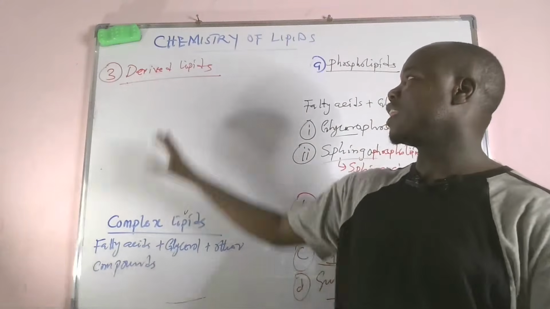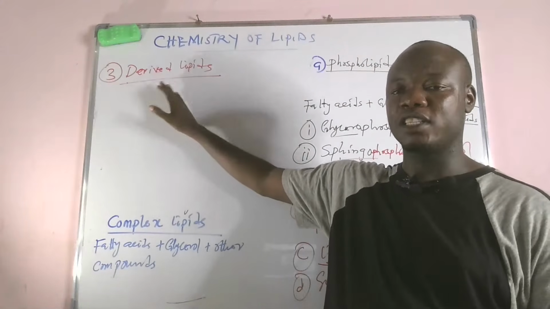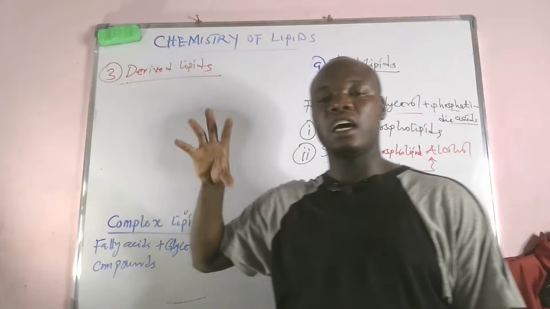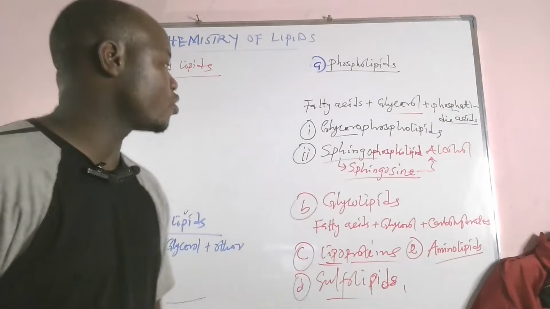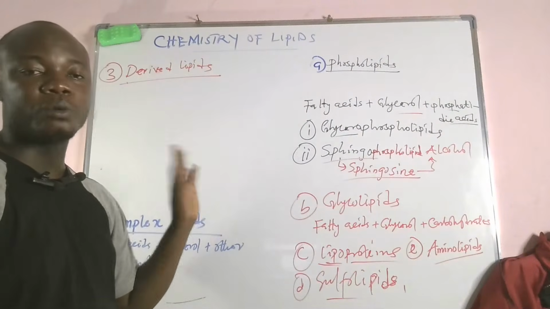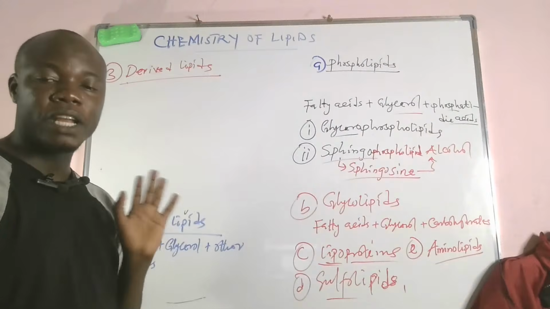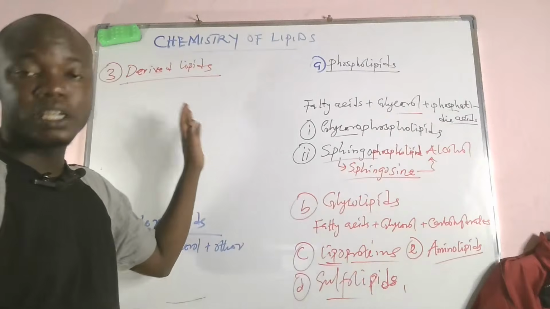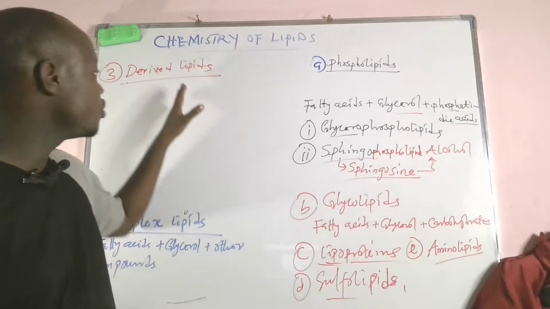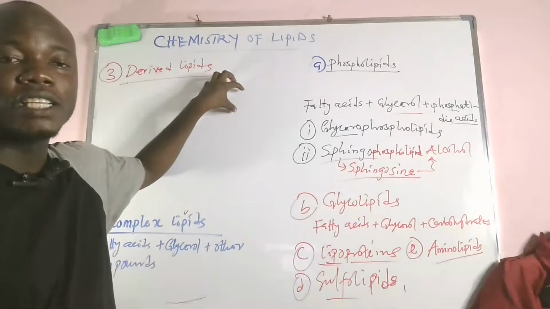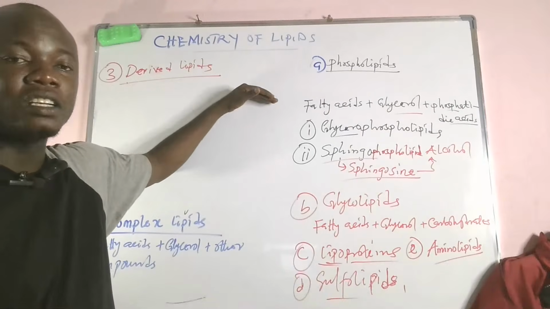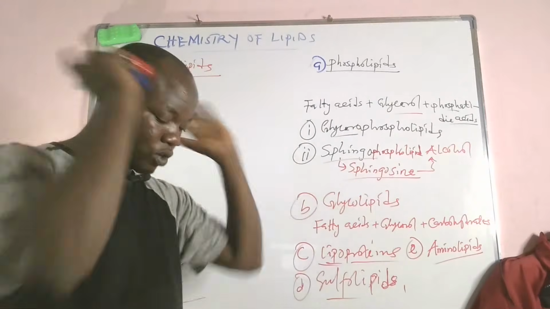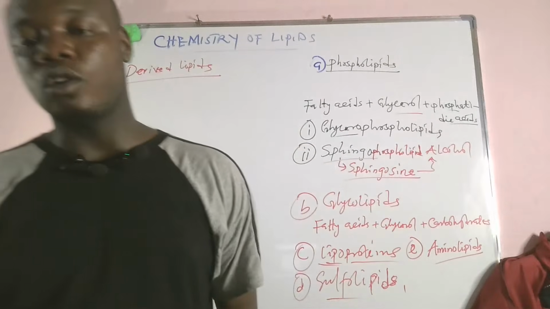Okay, so let me finish it. When you say derived lipids, what are derived lipids? Derived lipids are lipids that are produced as a result of hydrolysis, or the breaking down, of simple lipids and complex lipids. So that is what you call derived lipids. They are produced from simple lipids and complex lipids, and that is why they are called derived.